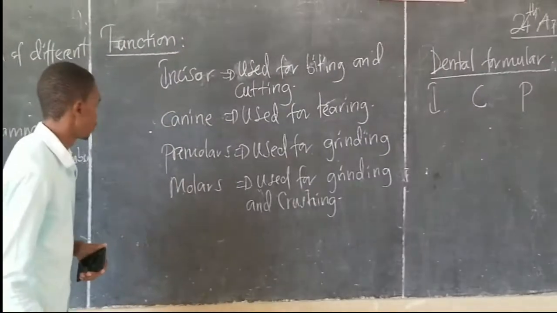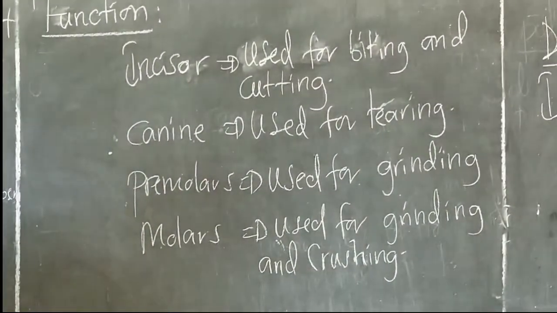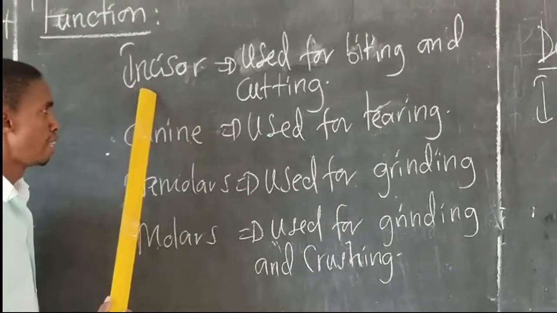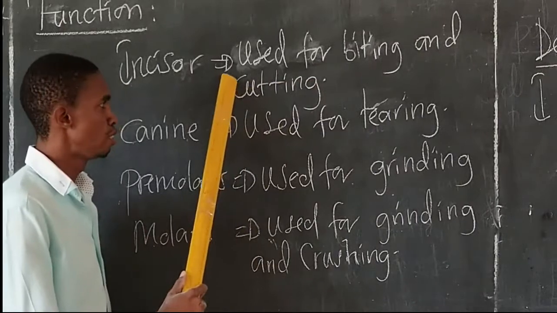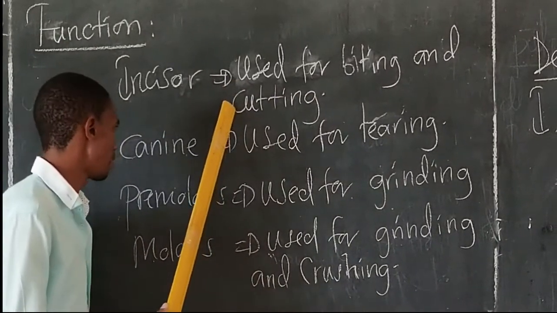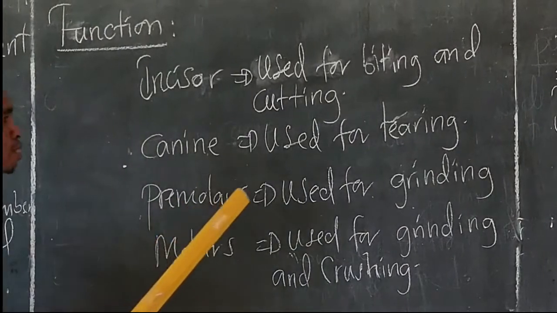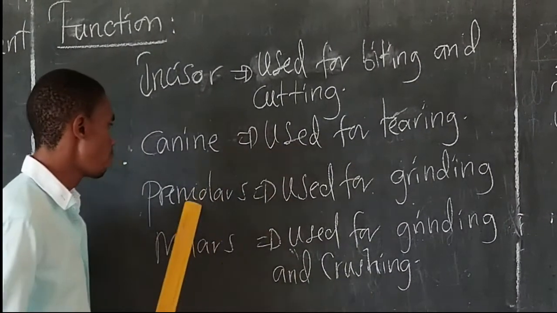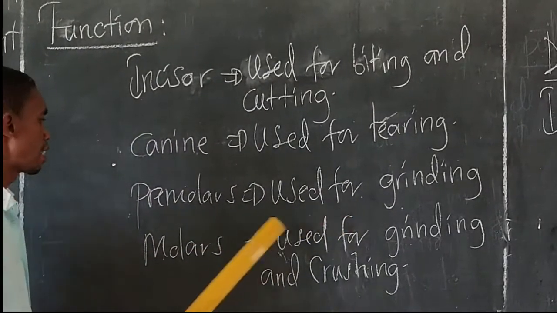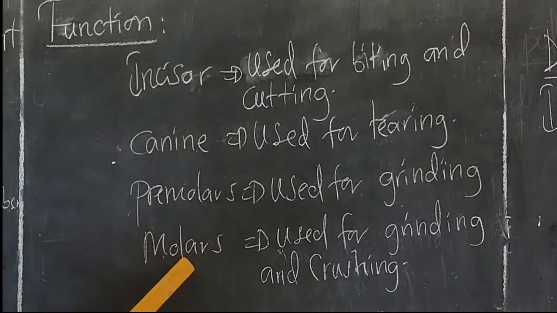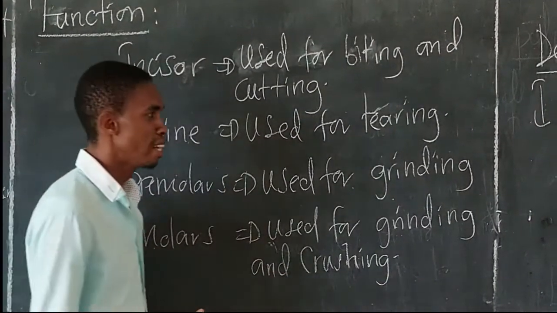The function of these classes of teeth found in the mouth: we'll start with the incisor. Incisors are used for biting and cutting. Another is canine; the function of canine is tearing. Another is premolars; the function of premolars is grinding. Another is molars, and the function of molars is grinding and crushing.